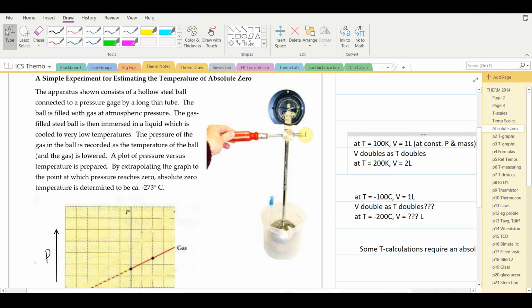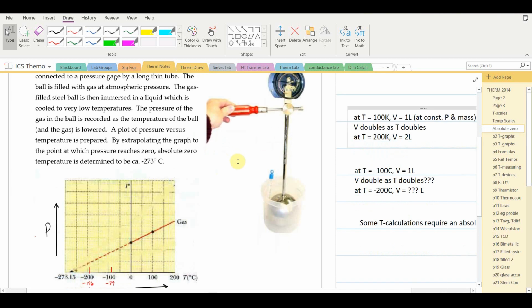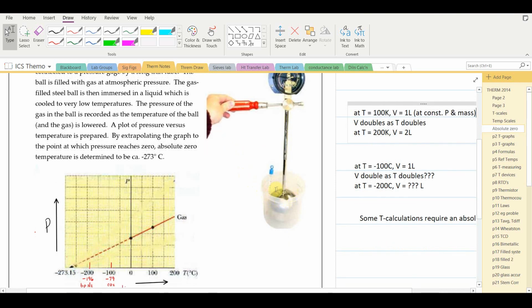This is called an absolute zero test apparatus. It's simply a hollow stainless steel ball that's filled with a gas. It's connected by a hollow tube to a pressure gauge. And so the pressure of gas molecules in the ball is registered on the pressure gauge. We can start by immersing the stainless steel ball in a container of liquid. Let's say it's boiling water at 100 degrees Celsius. We would measure a certain pressure.